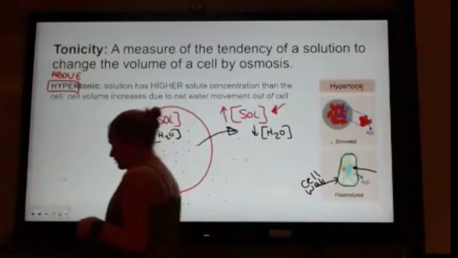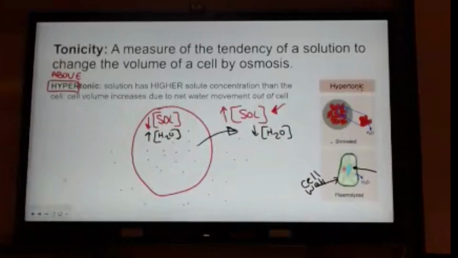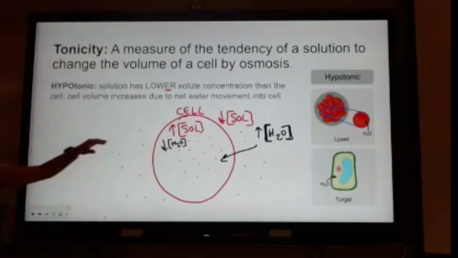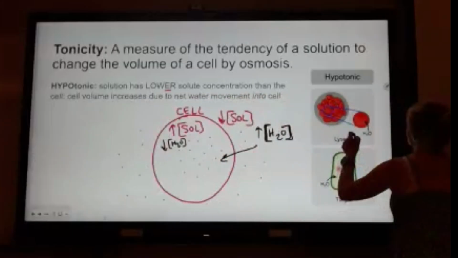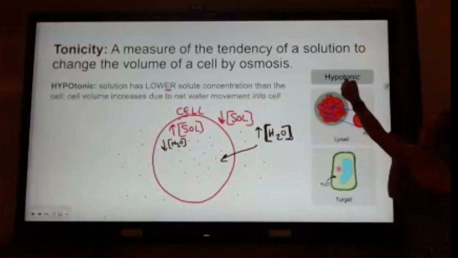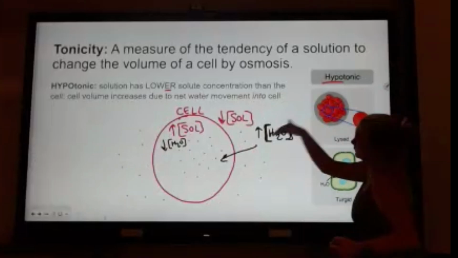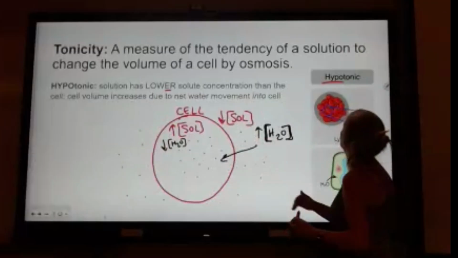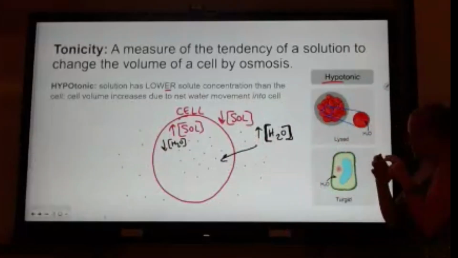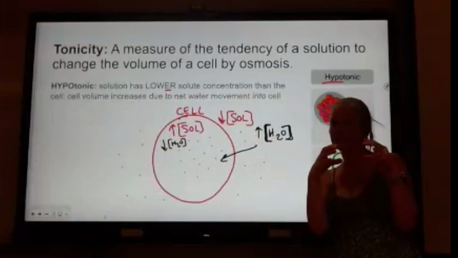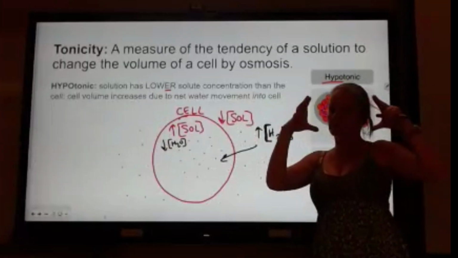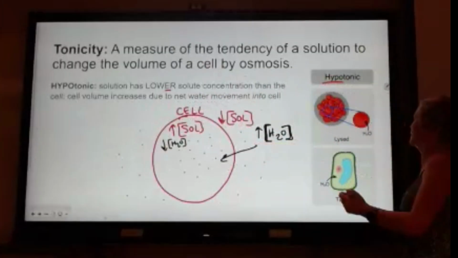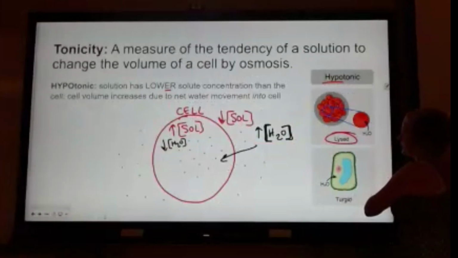Okay, let me go back one slide. If we have animal cells like these red blood cells in a hypotonic solution, where water is entering the cell to equalize the water concentration, because animal cells do not have a cell wall, their volume is going to increase and increase and increase as they take on more water until they have a cell explosion. The fancy science word for that is lysed.